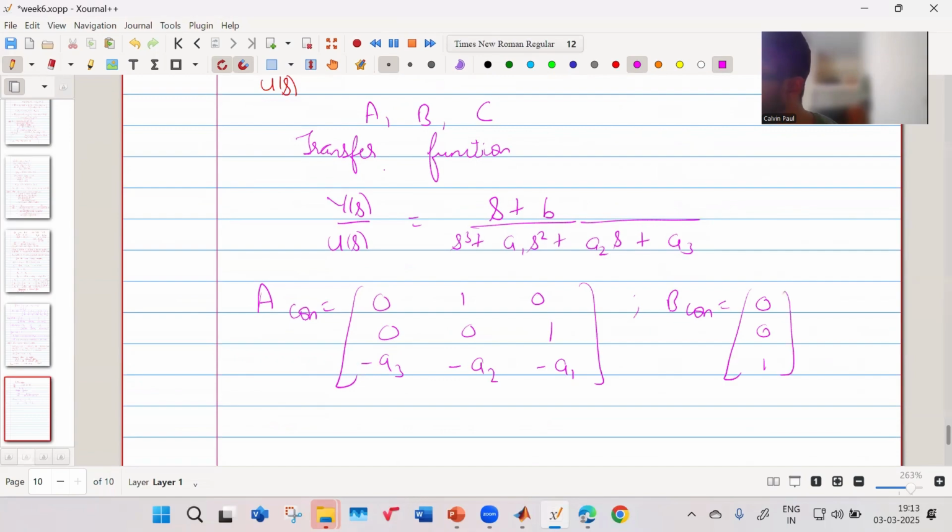And your C will be equal to the row 1, 0, 0 times x. So this is your C, and your y is equal to C into x. Any doubts in this?